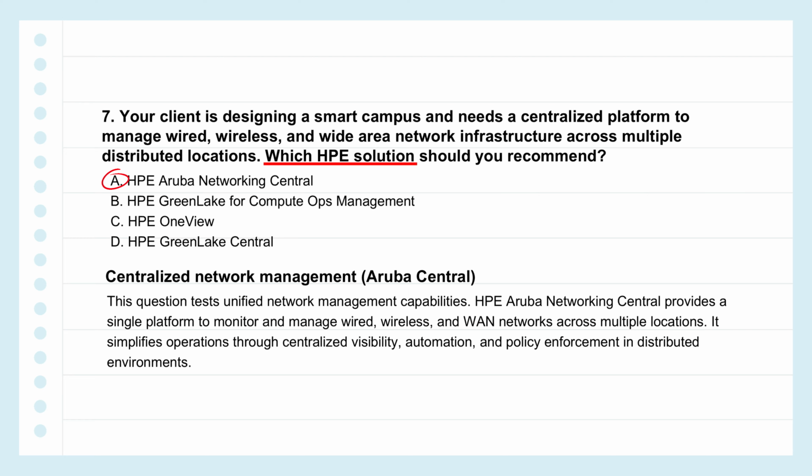Exactly. And to be clear on why the others fall short, options B and C, Compute Ops Management and OneView, are designed to manage server infrastructure and compute nodes. Right. They aren't network focused. Exactly. They are not dedicated platforms for campus-wide network routing and wireless management. And option D, GreenLake Central, is the overarching portal for your hybrid cloud consumption and billing. It is not the granular operational tool used to manage switch configurations and Wi-Fi access points.